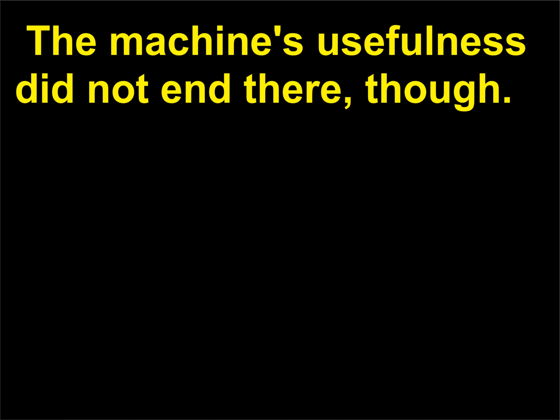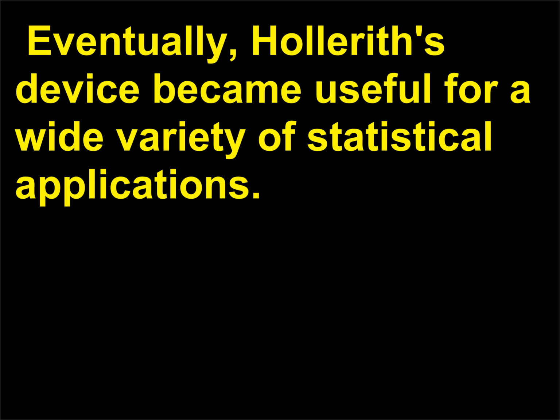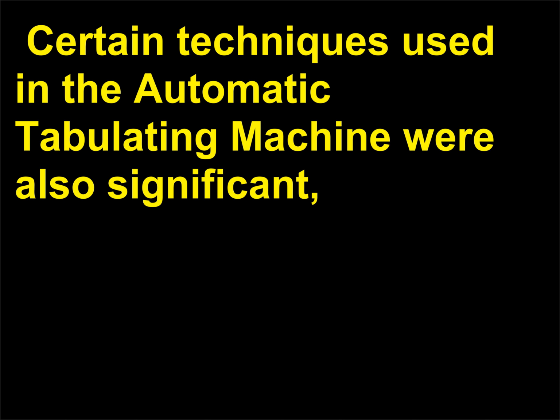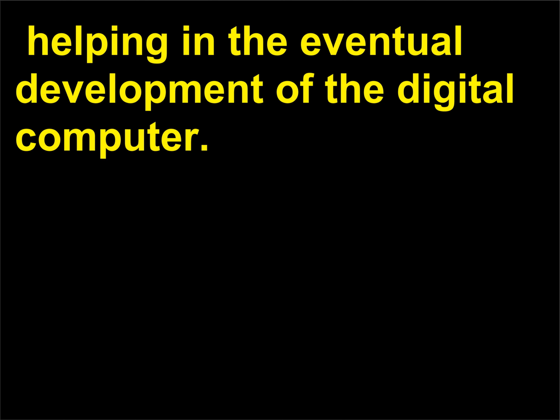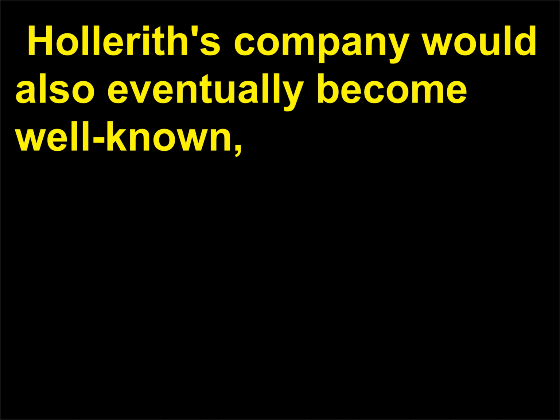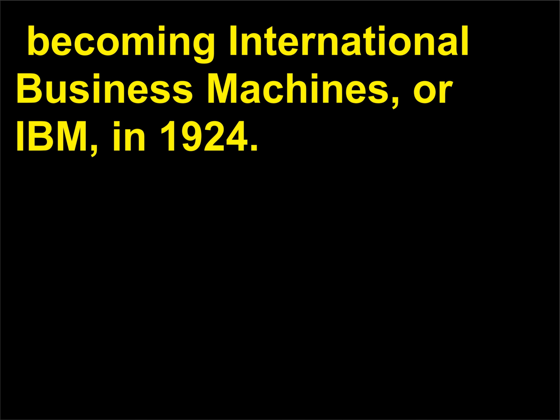The machine's usefulness did not end there, though. Eventually, Hollerith's device became useful for a wide variety of statistical applications. Certain techniques used in the automatic tabulating machine were also significant, helping in the eventual development of the digital computer. Hollerith's company would also eventually become well known, becoming International Business Machines, or IBM, in 1924.